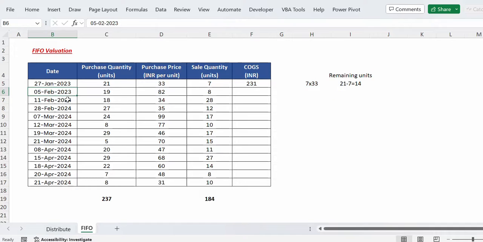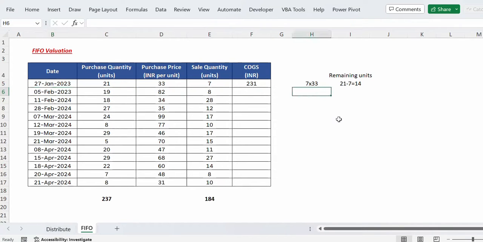Now, when we move on to the next date, when we made the sales again, we can see that on 5th February, we sold 8 units and we purchased 19 units here. Now, we sold 8 units here. So what we can do, we already had 14 units in the inventory. So we can utilize those 14 units first and then we will consume all the remaining sales that we made from the purchase that we made on 5th February.